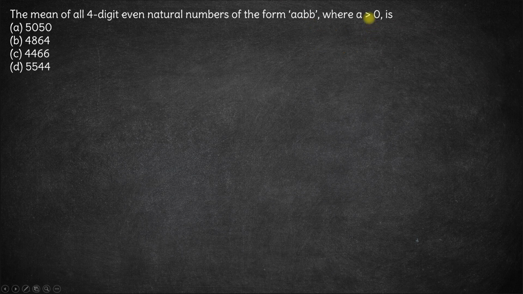So what are the numbers of this form? Let's start with the lowest value of A. The lowest value of A is 1, 1. And then let's look at what are the possible values of B. So B can be 0, so one of the numbers is 1100. If A is 1, B is 2, we'll have 1122, then 1144, then 1166, and then 1188. These are the 5 possible values of the number when A is 1.